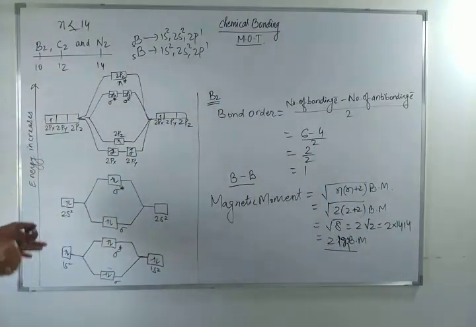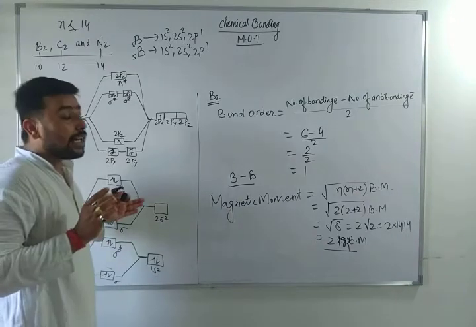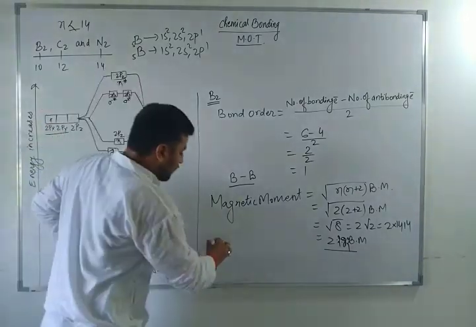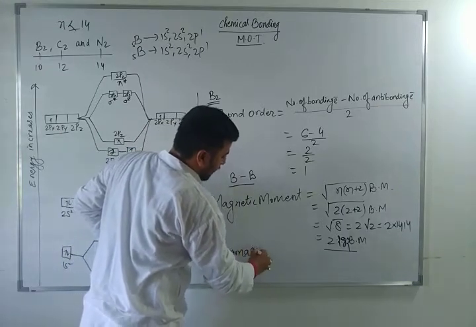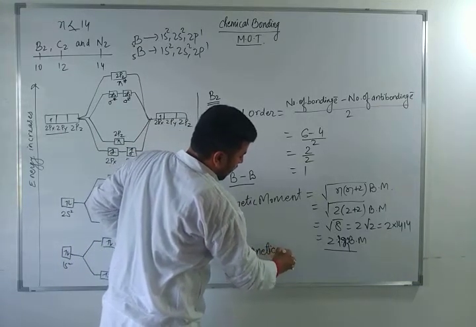And what is the magnetic nature? Since there is an unpaired electron, it is paramagnetic in nature. Hence, paramagnetic in nature.